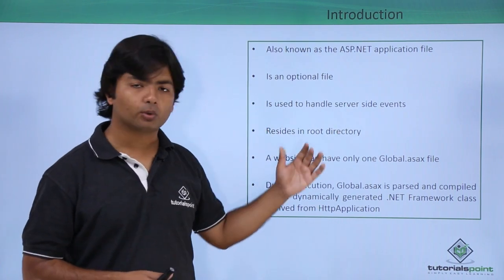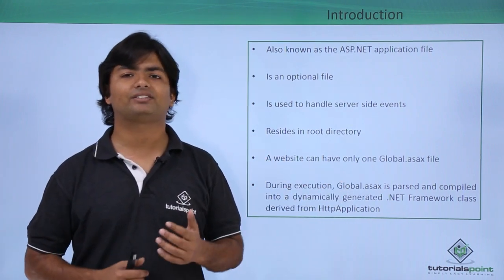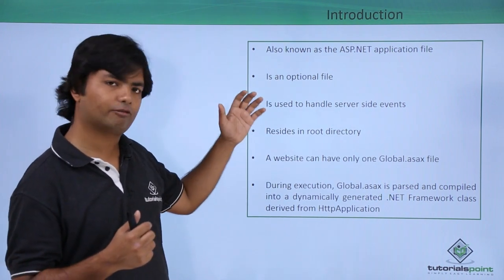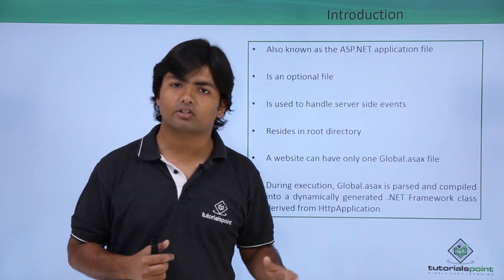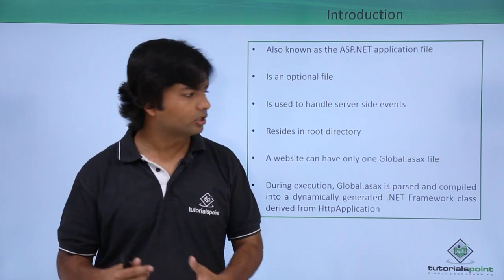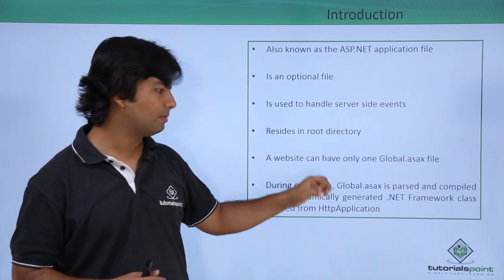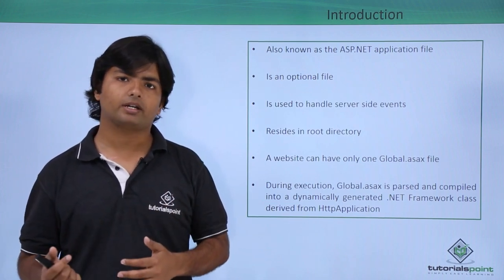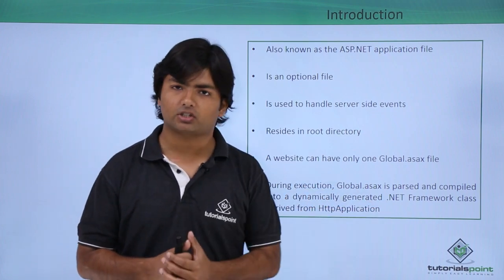So it resides in the root directory. It means it will be there in the root directory. You can't place it inside any subdirectory. And whenever you want to create a global.asax file, there should be only one global.asax file in your web application. Now, whenever you will execute your web application, this global.asax file will be parsed and compiled dynamically as a .NET framework class, which provides the functionality as a class that is derived from HttpApplication.